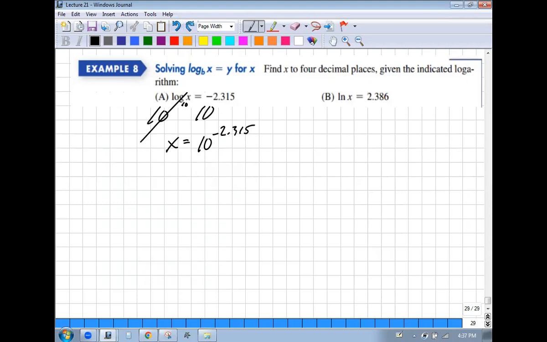Over here, to get to the x, since this is log base e, we would have to do e to the power of both sides. And the e to the natural log undo one another, and this you can plug into your calculator.